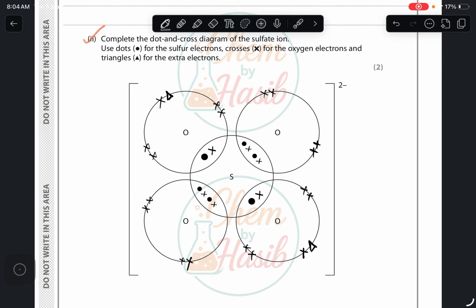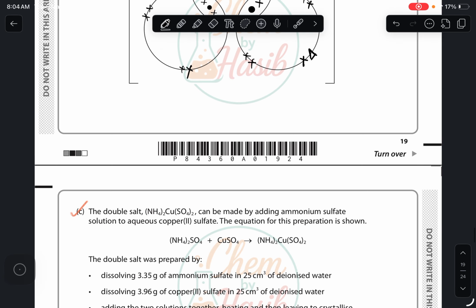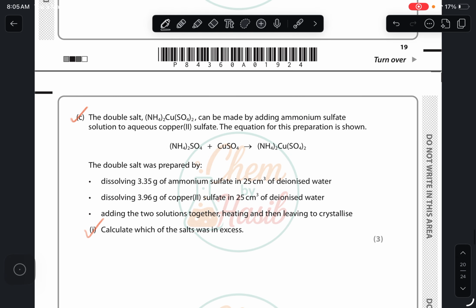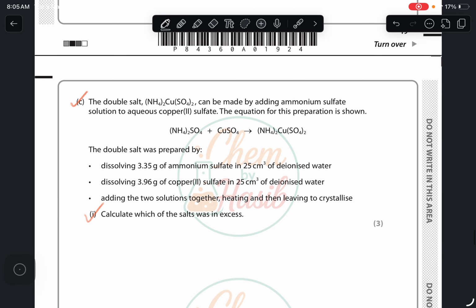Now we move on to the next question. Question number C1. It asks which salt is in excess. Since they asked which salt is in excess, you need to find the number of moles and check which of them is in excess, right? So you need to find the moles of ammonium sulfate.